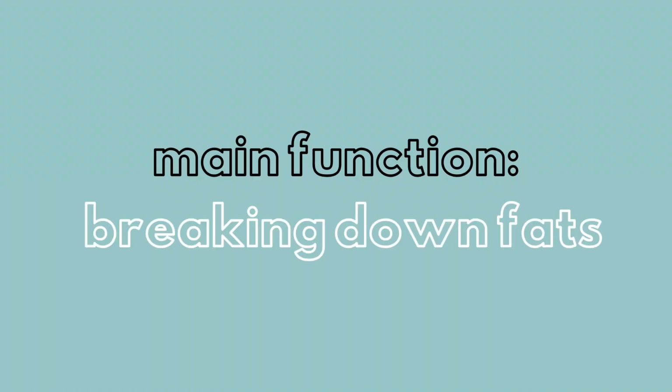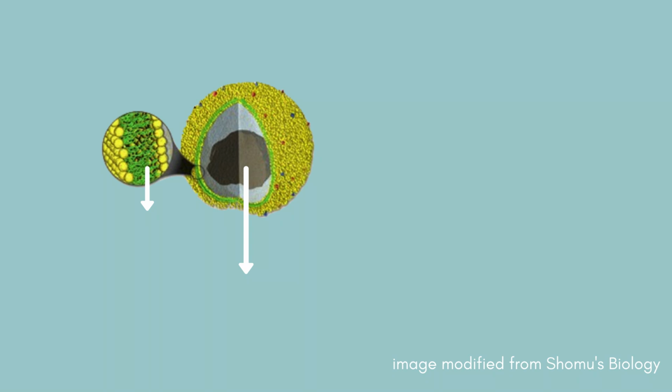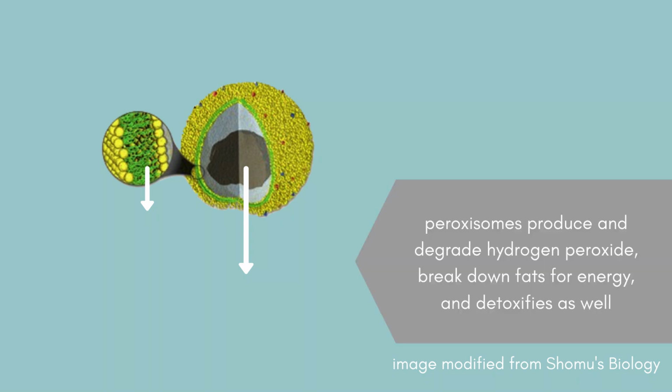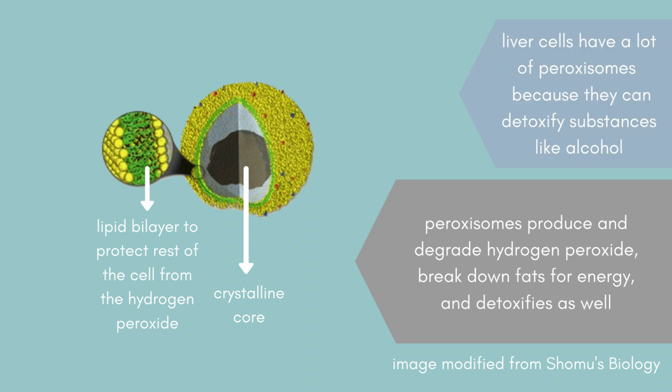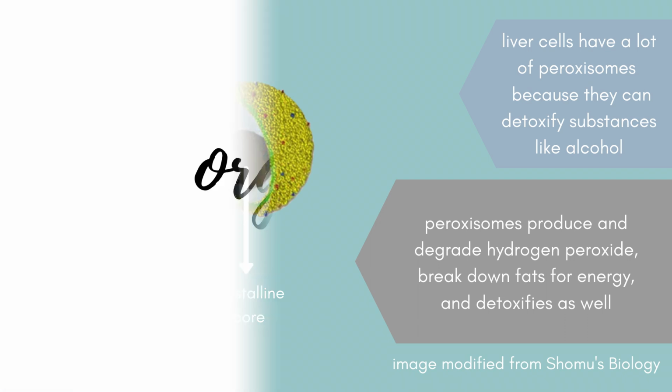Organelle number 7 is the peroxisome, whose main function is to break down fats. This is a peroxisome, named this way because it produces hydrogen peroxide which breaks down fats for energy. Peroxisomes also serve to detoxify poisons. It's comprised of a lipid bilayer which keeps the hydrogen peroxide from degrading the whole cell, and this is the crystalline core. The specifics of this organelle aren't that important to the exam, so long as you know that it can break down fats. Liver cells are examples of cells with a high peroxisome count, because peroxisomes can detoxify substances like alcohol, and it's the liver's job to keep your blood clean.